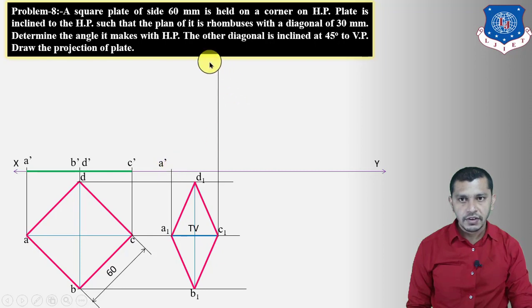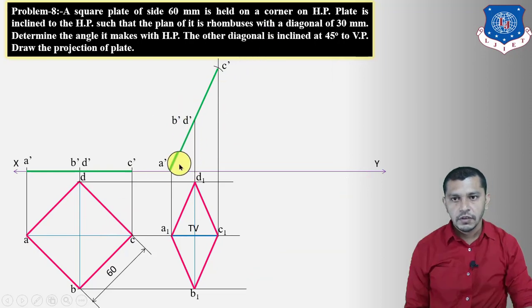Take center at A dash and give an arc. Here we will get C dash. Connect A dash to C dash, and now project these points B, D upwards. Here we will get B dash, A dash, and this will be the angle of inclination of the surface of the square plate with the horizontal plane that we have to measure. So measure this angle by using the protractor and find the answer.